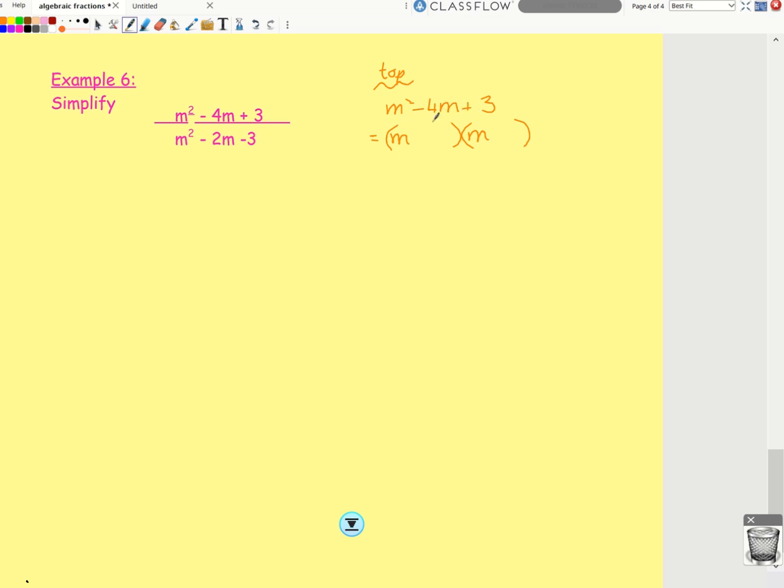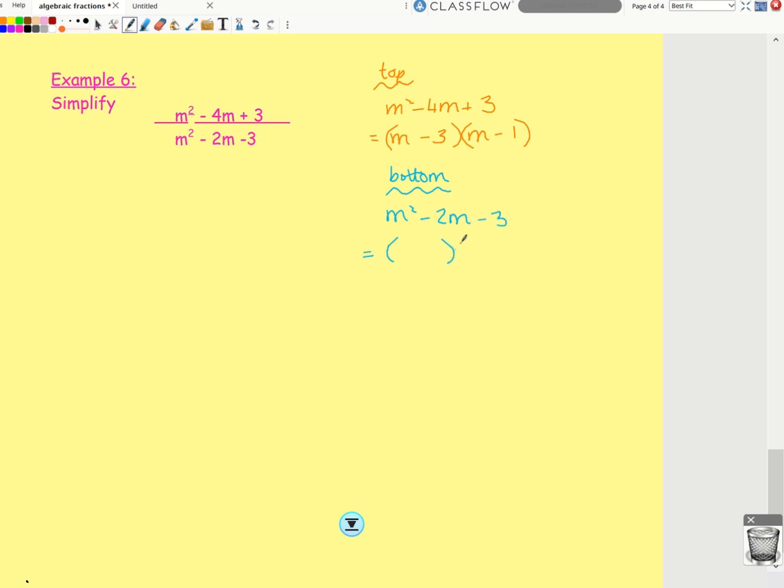Factors of 3, that will give me negative 4. My two factors are minus 3 and minus 1. If you times them together, it gives you a positive 3. If you add them together, it gives you a negative 4. So that's my top line factorised. My bottom line, okay, we've got m squared minus 2m minus 3.